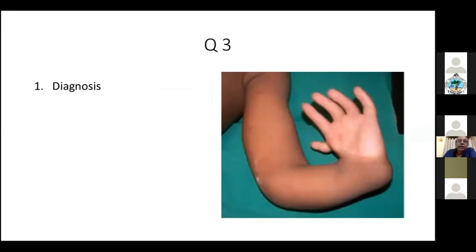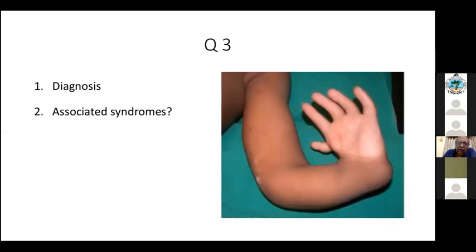What is your diagnosis? They are not answering. That is the problem. Radial club hand. Tell me the associated syndromes with radial club hand. Holt-Oram syndrome. TAR syndrome. VACTERL syndrome. And CHARGE syndrome.